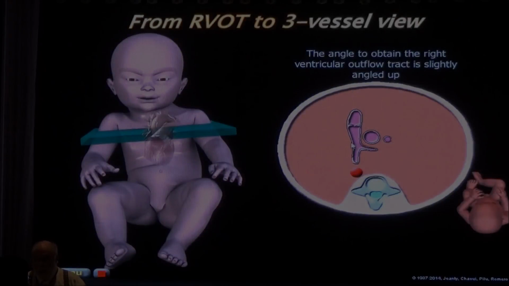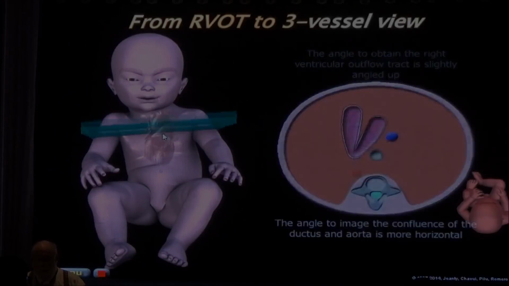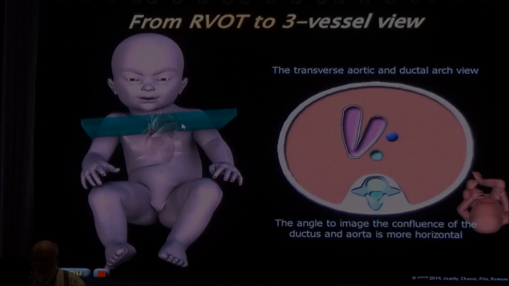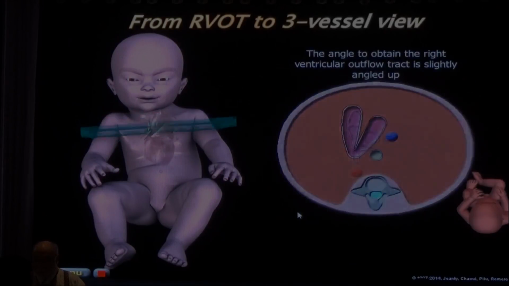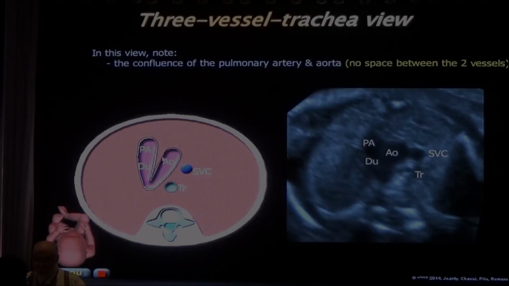Remember, I showed you that you can go from this view by changing a little bit to the double arched view over here, and you can see in this view you should have the two vessels the same size, and they all should go on the left side of the trachea. You would have right instant bronchus, left instant bronchus.